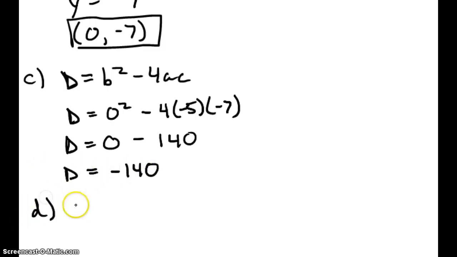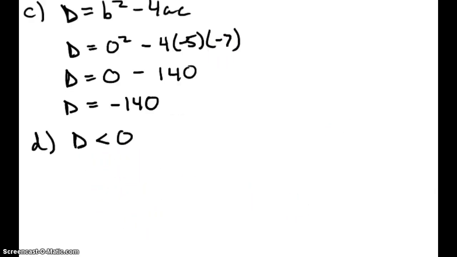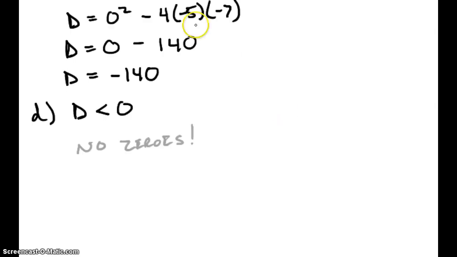And part D is tied in with C. I know that my d, my discriminant, is negative. I know it's smaller than 0, so that means that I have no zeros. I'm not going to have any real solutions to this quadratic.